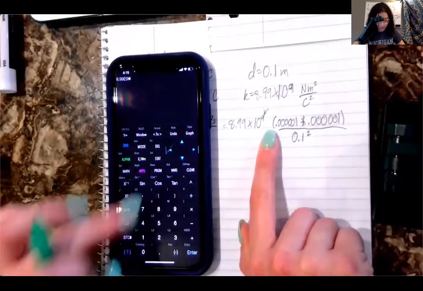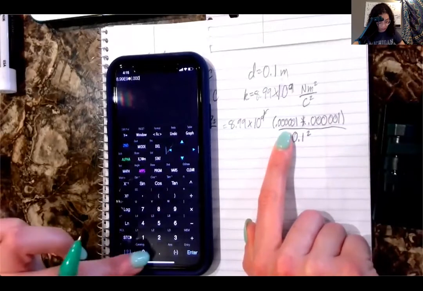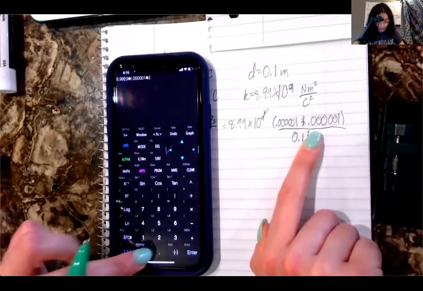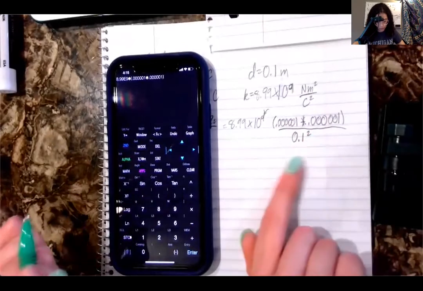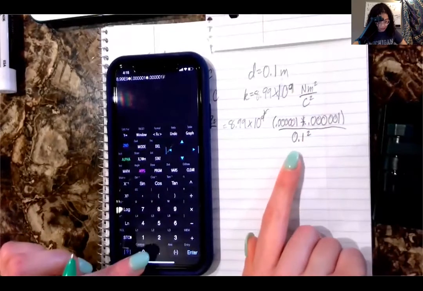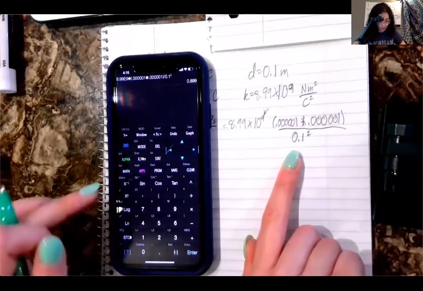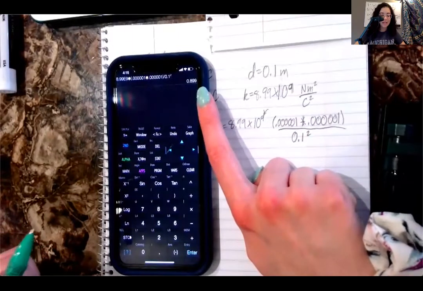Times, let's do my set of parentheses, 0.000001, there's charge 1, times 0.000001, cool, divided by 0.1 squared. Hit enter. I'm getting that my force, F sub E, is 8.99.